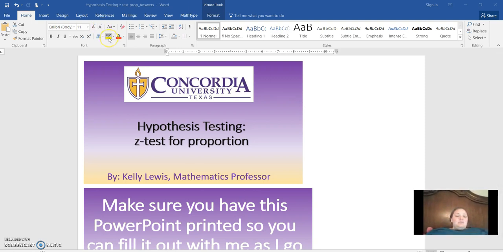Okay, so we've done z-tests, which are for large samples. We've done t-tests, which are for small samples. And now we're going to do a z-test for a proportion.